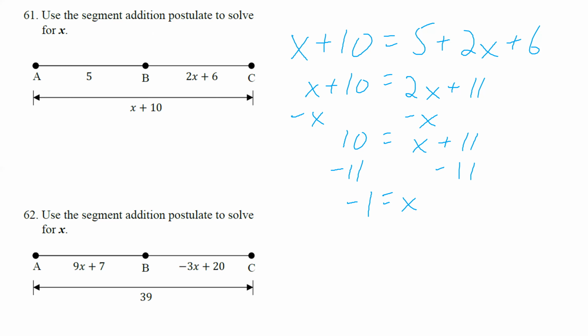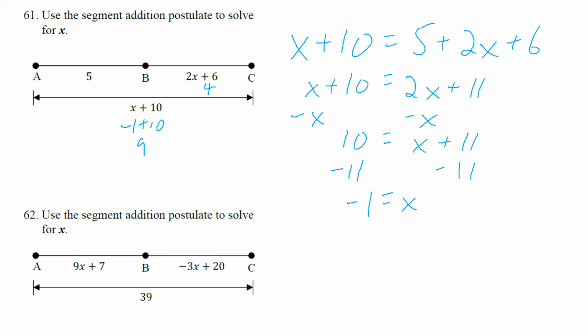Now, if you want to double check and make sure you did everything correctly, you could plug it in and see what the values are. If I plug -1 into this equation, -1 plus 10 is 9. Up here, plugging in -1, I'd have 2 times -1, which is -4. Sorry, not -4, I lied. 2 times -1 is -2, plus 6 is 4. So I have 5 and 4, and 5 and 4 do add up to a total of 9. So that is correct.